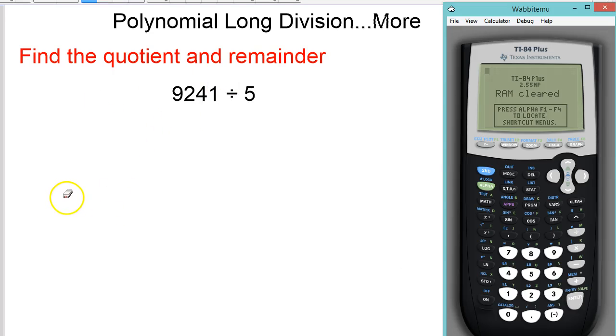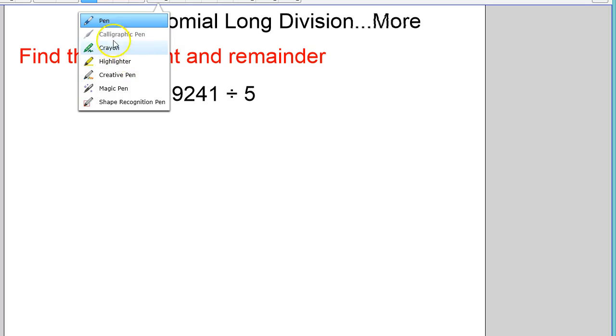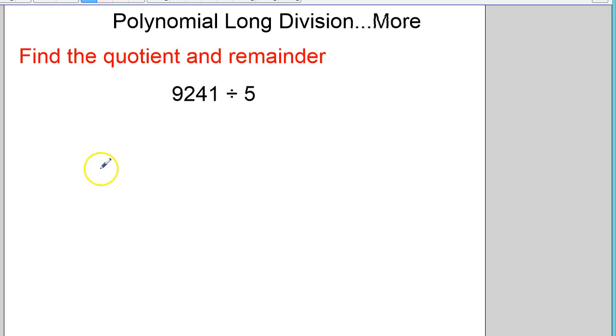Okay guys, welcome back. I'm going to revisit polynomial long division with a bunch more examples. So I'd like to start off with the division algorithm that we remember from grade school.